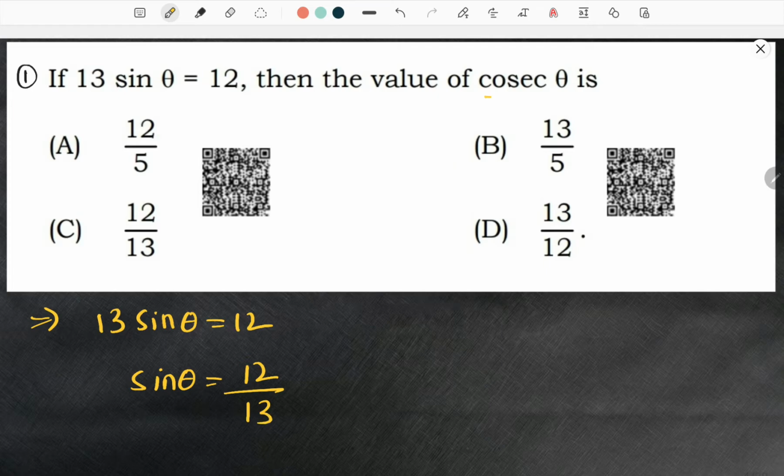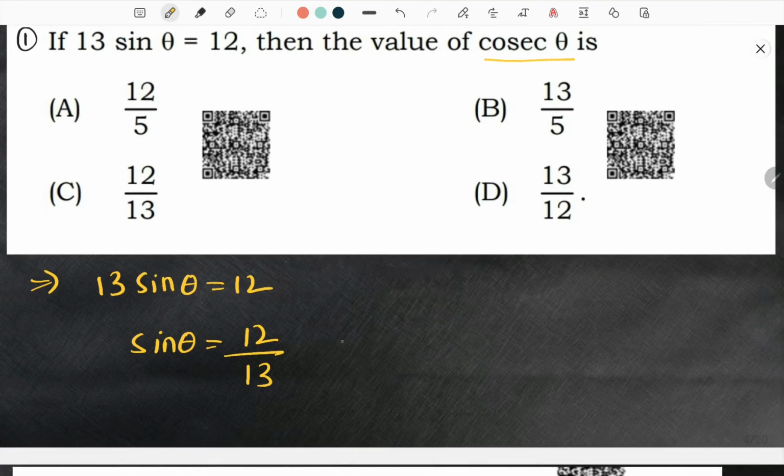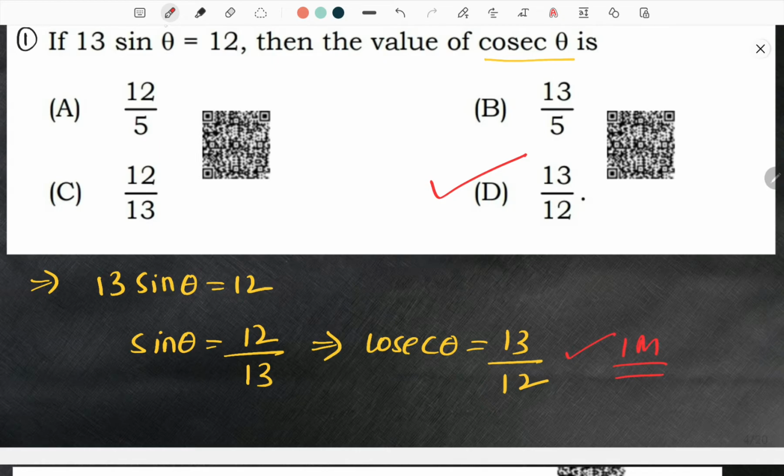Correct, no? And they are asking about cosecant theta. Now you know the value of cosecant theta. Cosecant theta is going to be the reverse of sine theta. Just now I told you this is 12 by 13, so it has to be 13 by 12. So 13 by 12, which option is correct? Look at this, 13 by 12, here it is. So option D is correct. So you got your 1 mark. Alright, quite a simple thing.